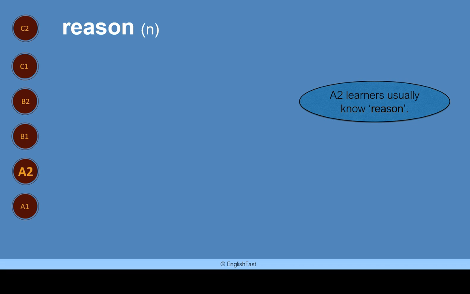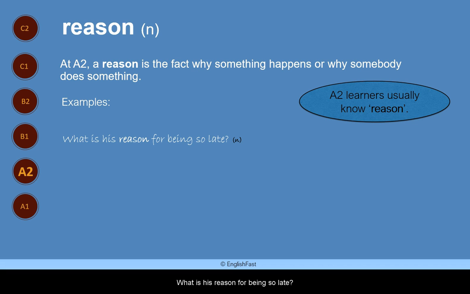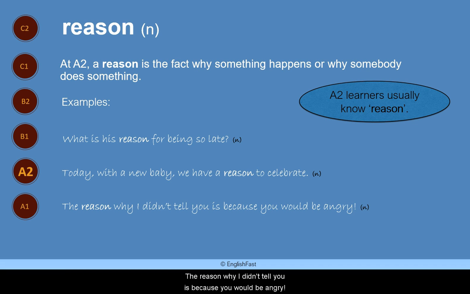Reason. Reason is a noun. A2 learners usually know reason. At A2, a reason is the fact why something happens or why somebody does something. Here are some examples. What is his reason for being so late? Today, with a new baby, we have a reason to celebrate. The reason why I didn't tell you is because you would be angry.